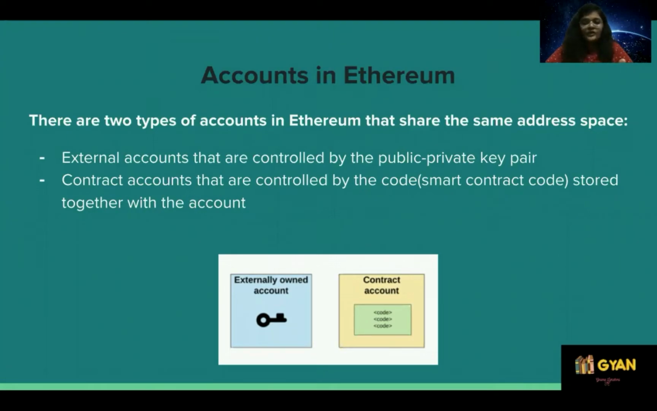are controlled by the code, that is your smart contract code, which are also stored together with your externally owned accounts. So the two types of accounts that can be created on your Ethereum blockchain are externally owned accounts and contract accounts. Contract accounts are those accounts from where you deploy your smart contracts onto the blockchain. And your externally owned accounts are those accounts where you store your ether, right?